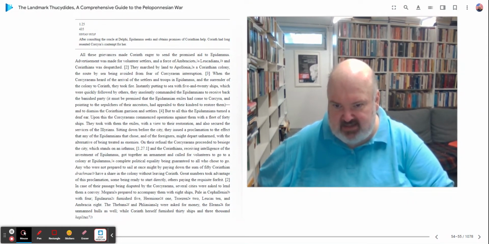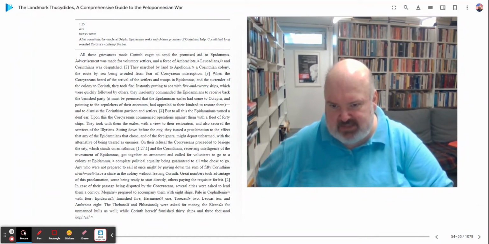They insolently commanded the Epidamnians to receive back the vanquished party. It must be premised that the Epidamnian exiles had come to Corcyra, and pointing to the sepulchres of their ancestors, had appealed to their kindred to restore them and to dismiss the Corinthian garrison and settlers. But to all this, the Epidamnians turned a deaf ear.